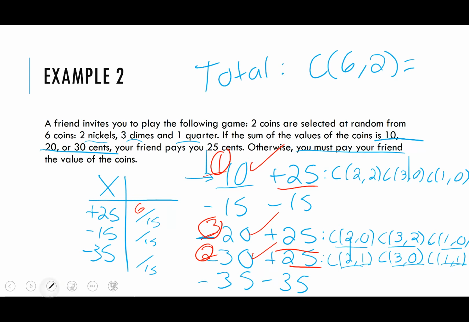So if I lose 15 cents, it's because I choose a dime and a nickel. So there's 2 nickels, I choose one of them. There's 3 dimes, I choose one of them. And there's a quarter, and I choose not a quarter, so none of them.